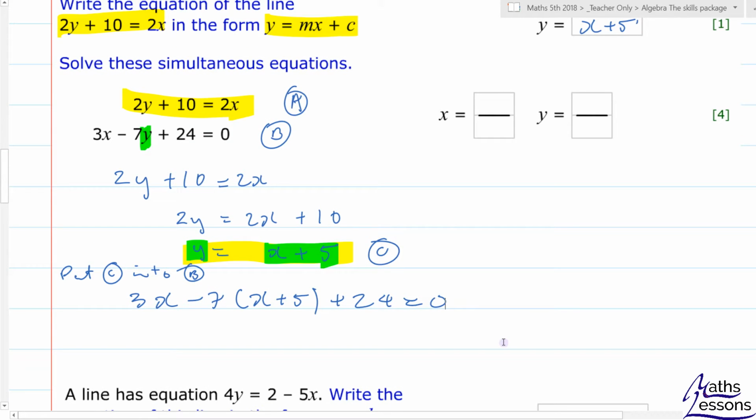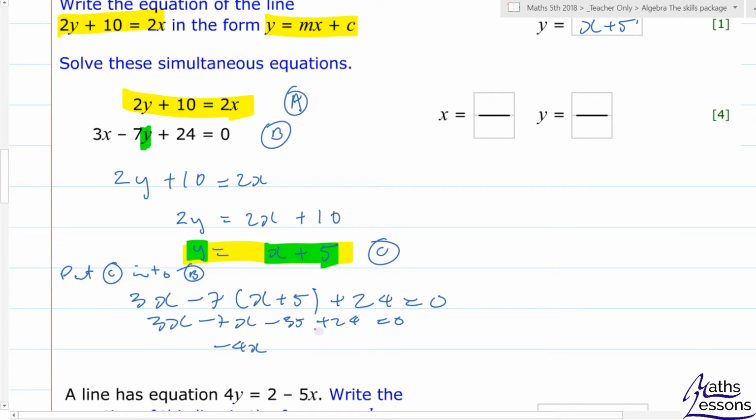Scroll down. Not much more space. So I'm going to multiply out the brackets. You should do, because then you'll make fewer mistakes. Minus 7 times 5 is minus 35, plus 24 equals 0. So I get 3 minus 7x is minus 4x.